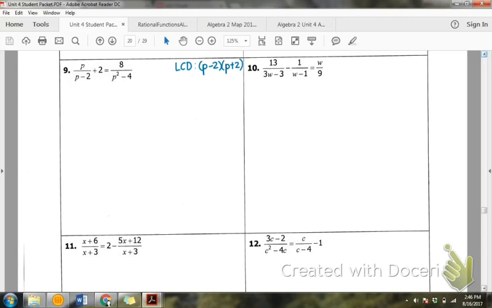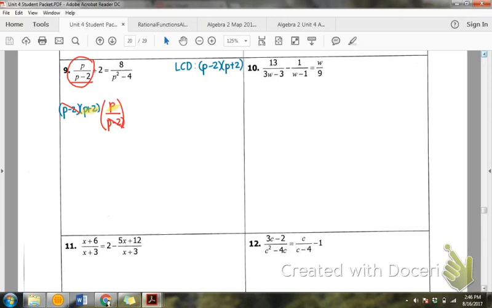So let me just show you really quickly what happens. Don't write this down, just watch. If I do p minus 2, p plus 2, times this first fraction, p over p minus 2, what's canceling here? Isn't it fair to say, if I just look at what the denominator is missing, it's missing a p plus 2? Would you guys agree with that? Isn't that what's left to multiply by? Is that p plus 2?